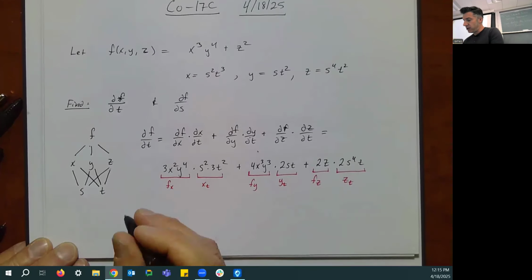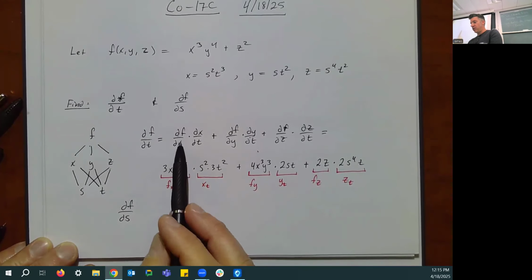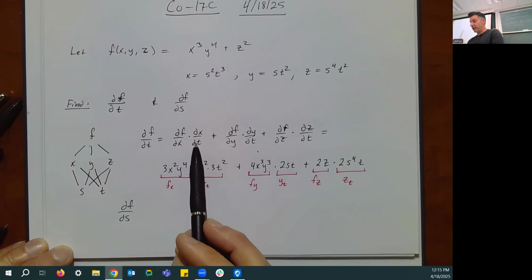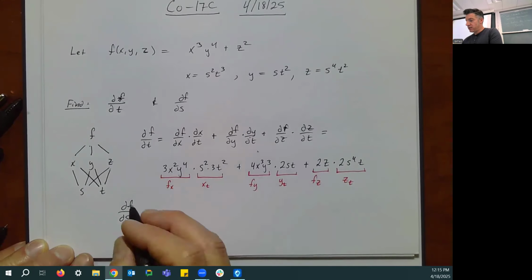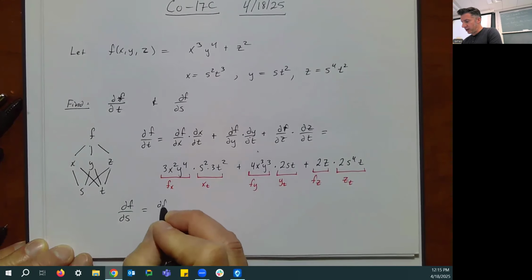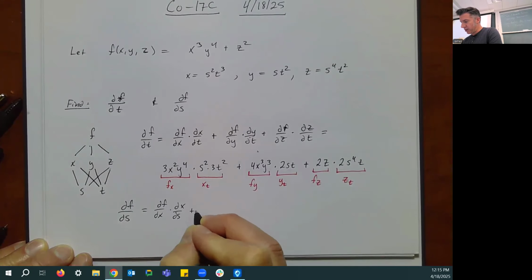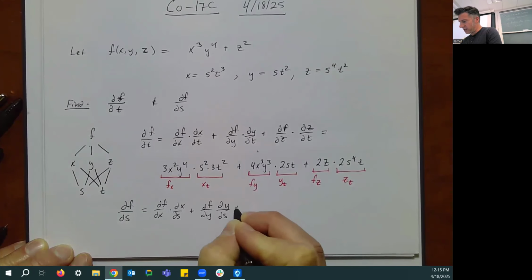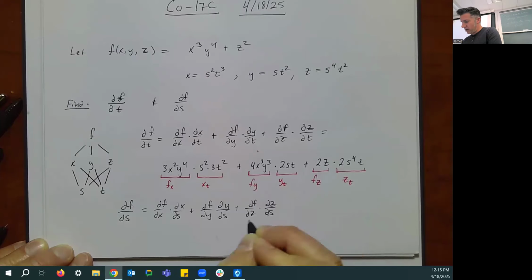So if I want to find ∂f/∂s, well, it's still ∂f/∂x, ∂f/∂y, and ∂f/∂z, but now we're going to multiply by ∂x/∂s, ∂y/∂s, and ∂z/∂s. So I guess we could write it out. It's ∂f/∂x times ∂x/∂s plus ∂f/∂y times ∂y/∂s plus ∂f/∂z times ∂z/∂s. It's a lot of writing.